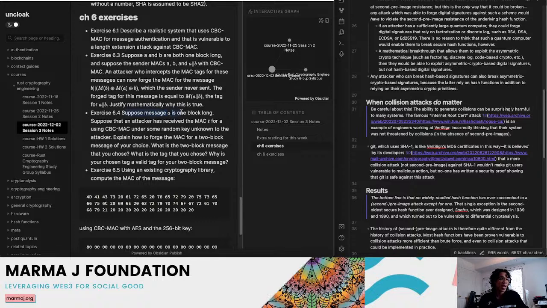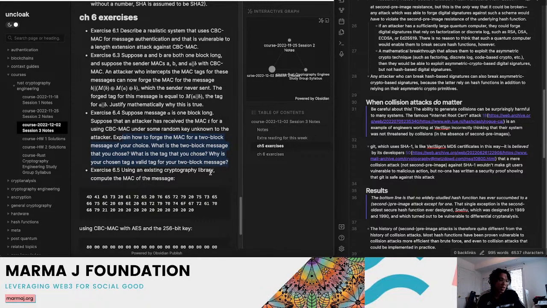Suppose a message is one block long. Suppose that the attacker has received the MAC T, the tag, using CBC-MAC under some random key unknown to the attacker. So the attacker doesn't know the key. Explain how to forge the MAC for a 2-block message of your choice. What is the 2-block message that you choose? What is the tag that you choose? I did this already, I think, when I was reading through the textbook. I already went through these and answered them in my brain when I was reading it.